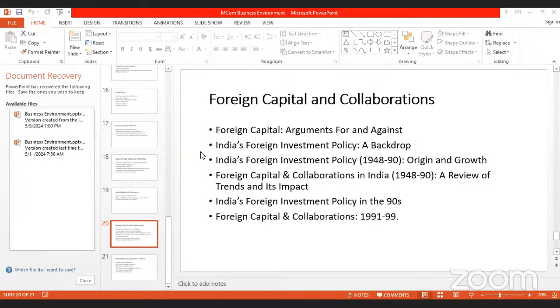And the last argument is uneven development. Foreign investment may focus on high-return sectors or regions, leading to uneven development and regional disparities. So these are the six arguments against foreign capital. The first is economic dependency. Then we have profit repatriation. Then loss of sovereignty. Then market disruption, cultural impact, and uneven development as well. So that is the last one.